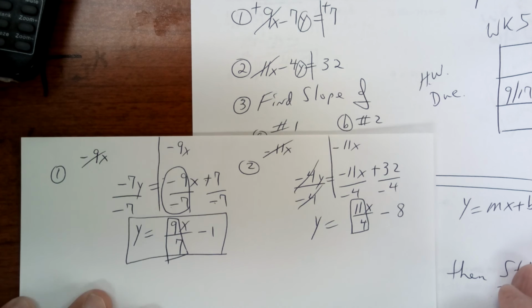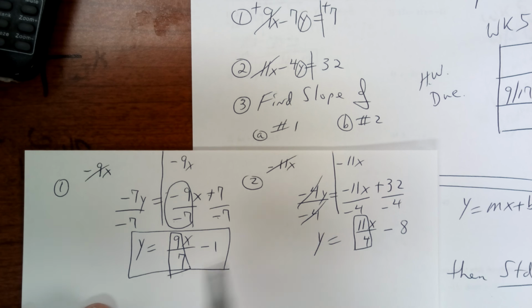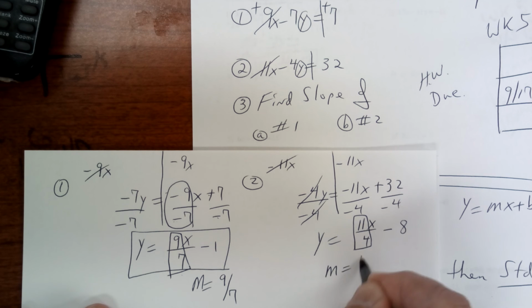And those are your answers for the next two. Find the slope. So m is 9 over 7. M is 11 over 4. Okay, that's the first type where you solve for y and find the slope.